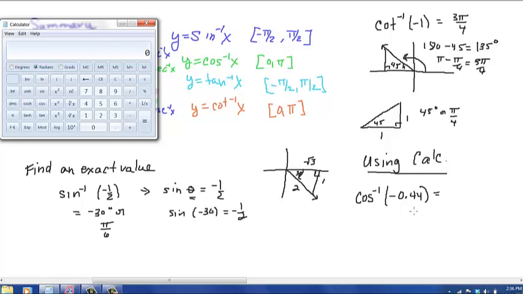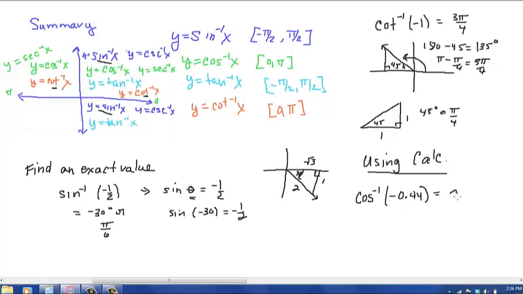So first we would enter the argument. So I would enter the 0.44, make it negative, and then inverse cosine. So this is equal to, and again I'm in radians, so note that we have radians checked on the calculator. So this value would be 2 point, I think that said 02, and again that's in radians.